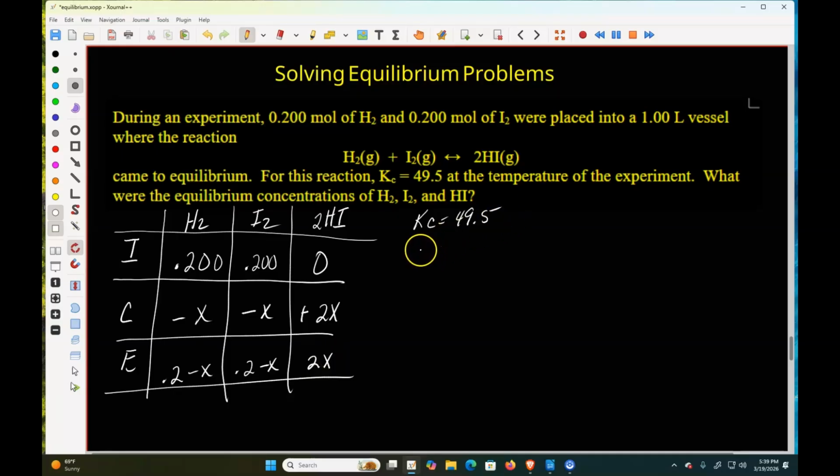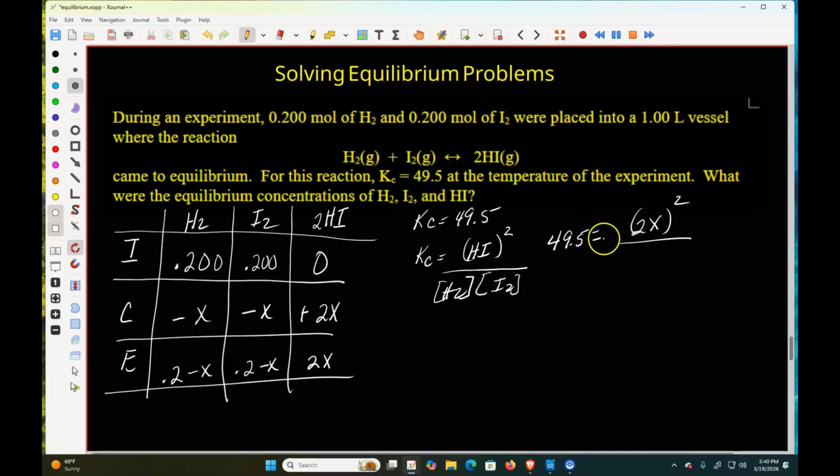Okay, so we're going to say that Kc is going to equal 49.5 is equal to 2x squared over 0.2 minus x. Since both of these are 0.2 minus x, I'm just going to make this squared. To make the math a little easier, I'm just going to take the square root of everything. So the square root of 49.5 will be 7.04. That will equal 2x over 0.2 minus x. That way I don't have to do the quadratic equation.